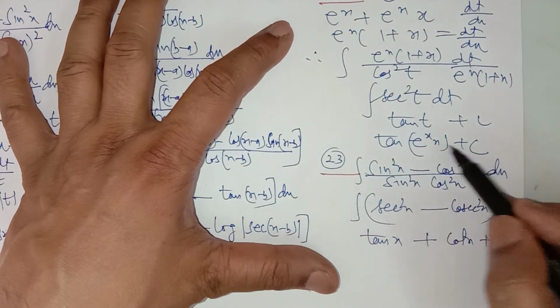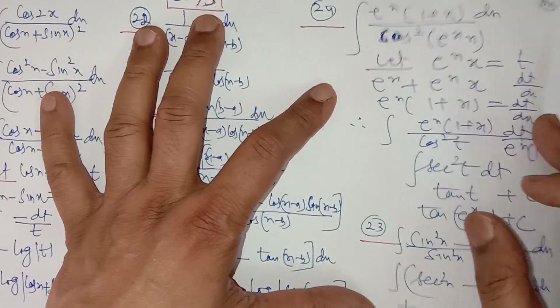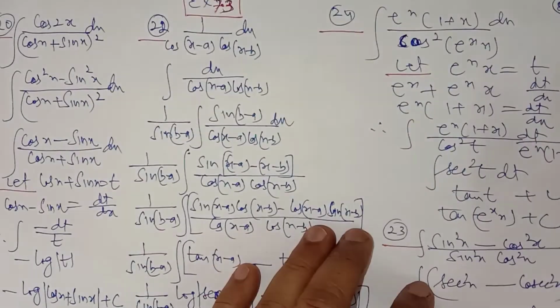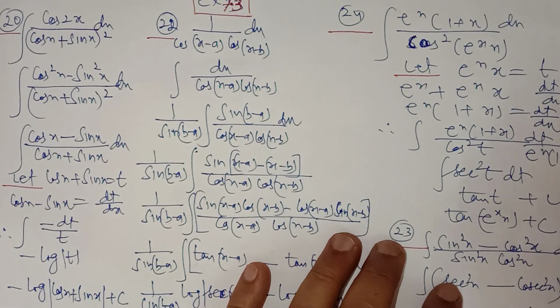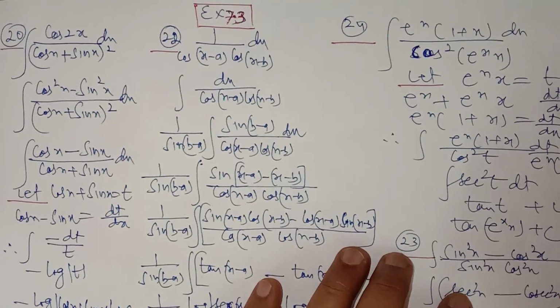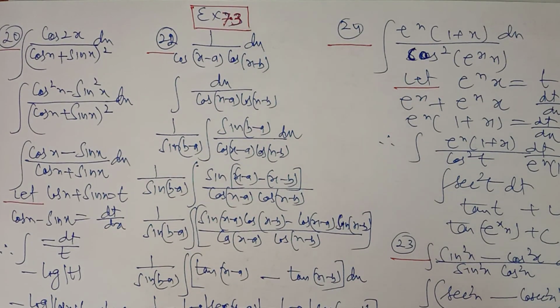So this is the completion of exercise 7.3, which is based on the trigonometric identities, and we'll discuss the special integrals in the next lecture.